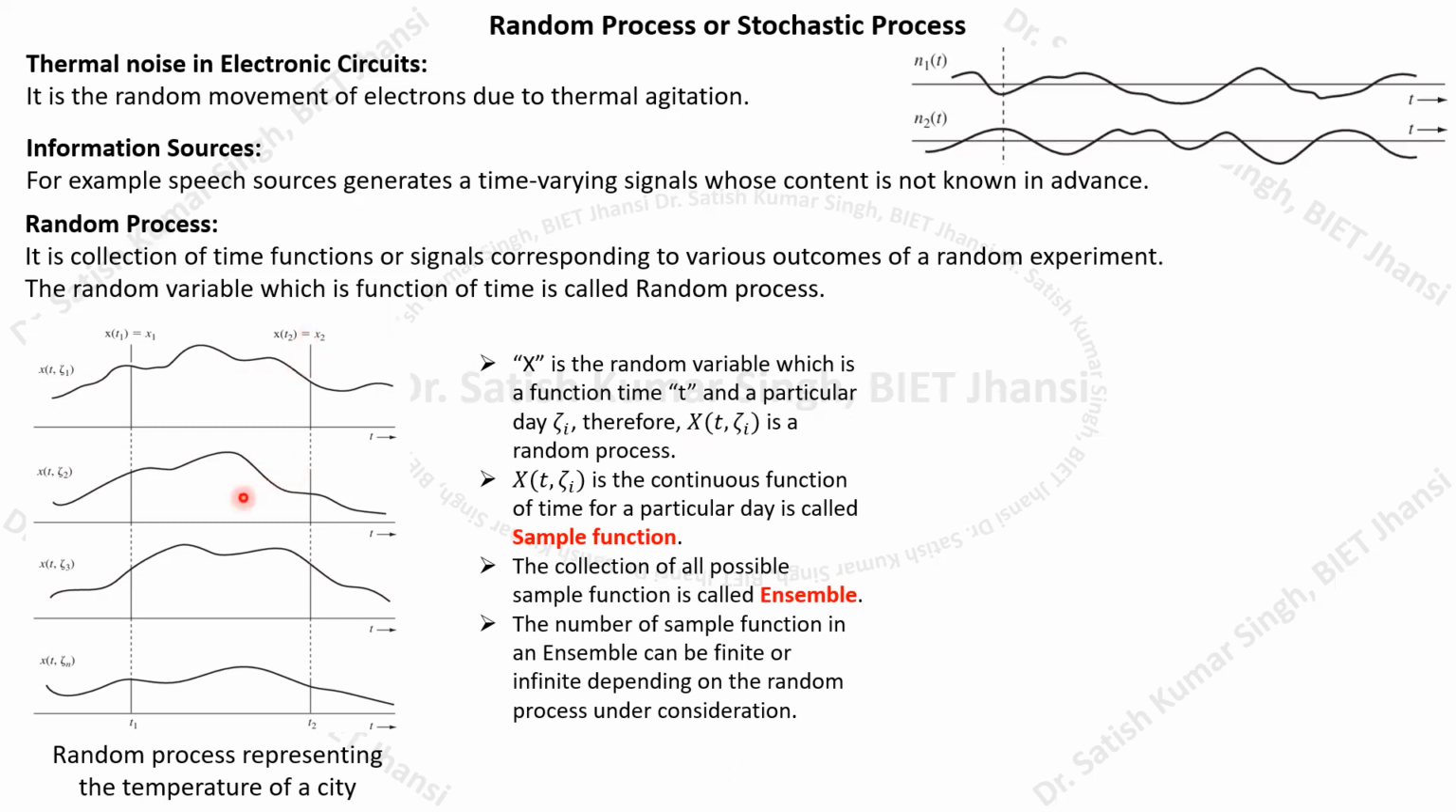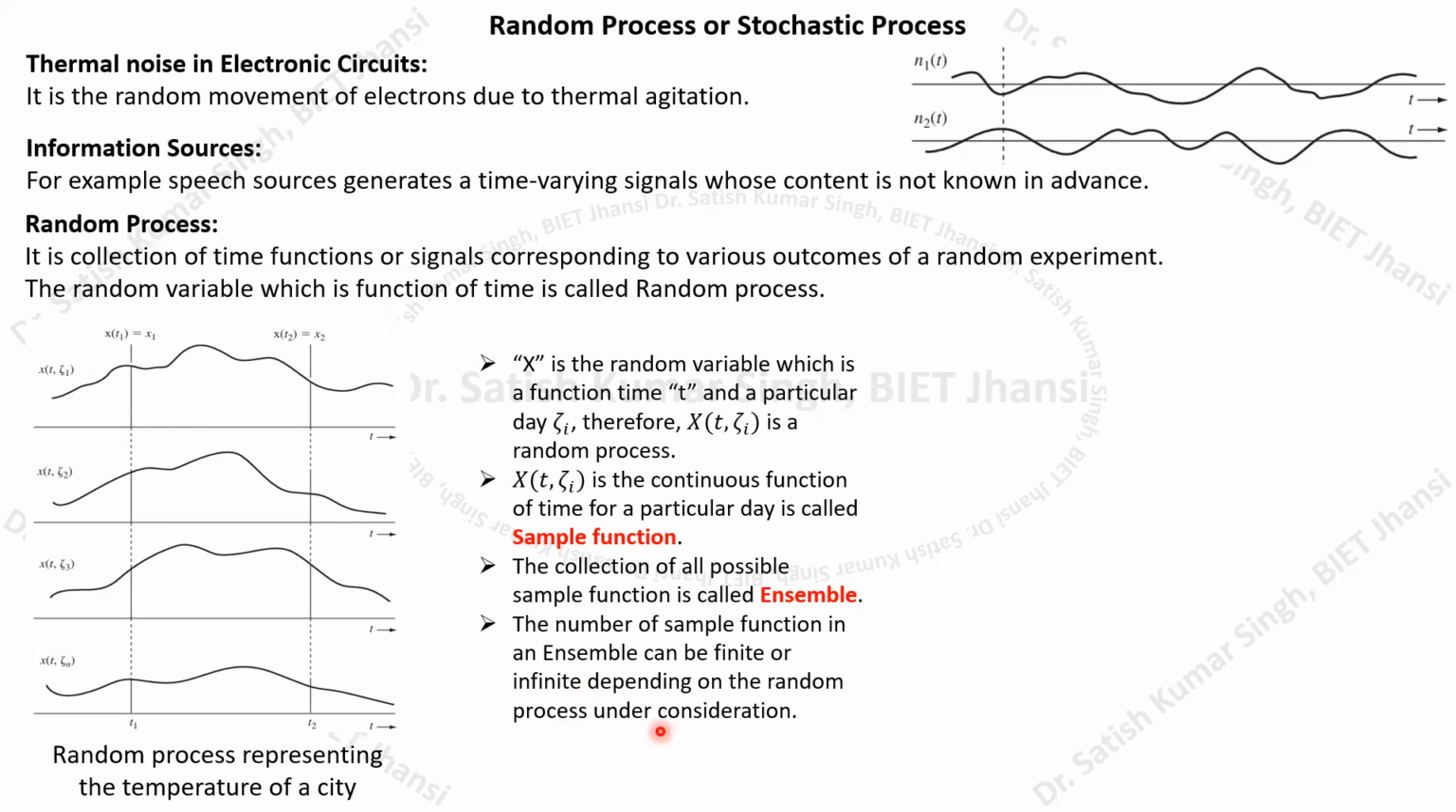We have these sample functions, and this collection of all possible sample functions is known as the ensemble. Normally the number of sample functions in an ensemble can be finite or it can be infinite, depending on the random process under consideration.